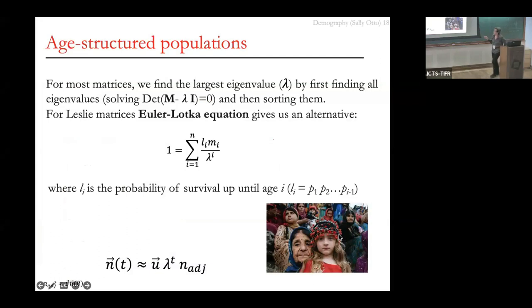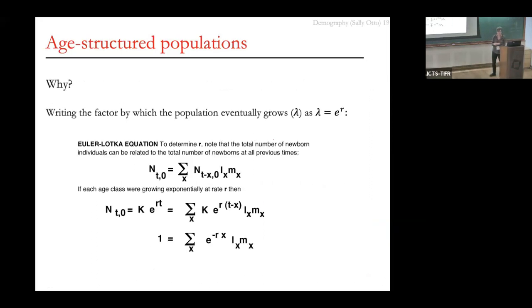But Euler and Lotka proved another alternative way of finding the largest eigenvalue. The largest eigenvalue is given by this equation here, where l_i is the probability of surviving up until age i, not including that age i. So it's the probability of survival in all of the age classes before this one. And it's just the sum of those. Why? Sorry about the notation. I haven't gotten around to fixing this slide.